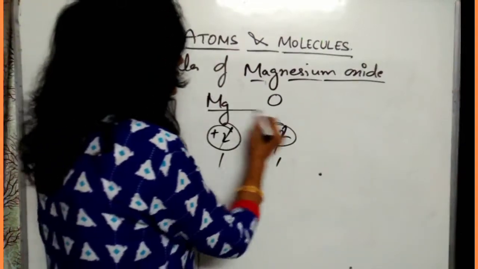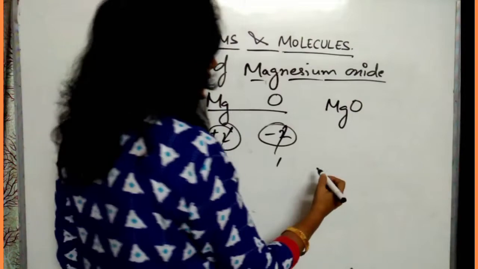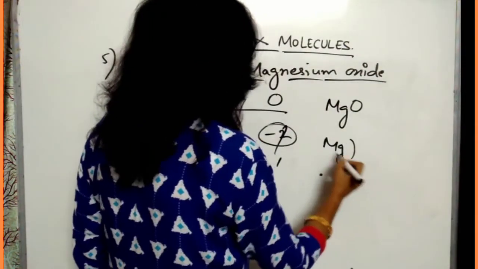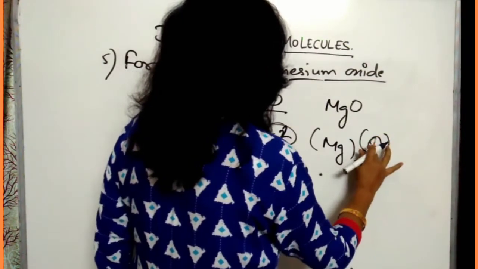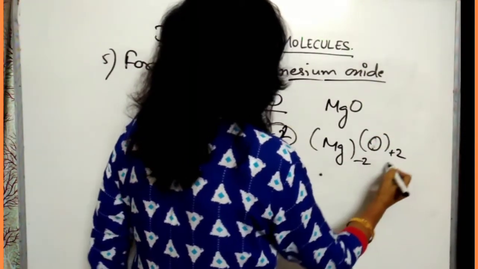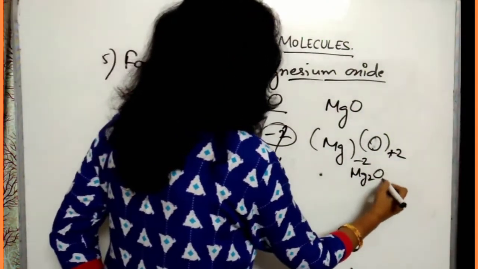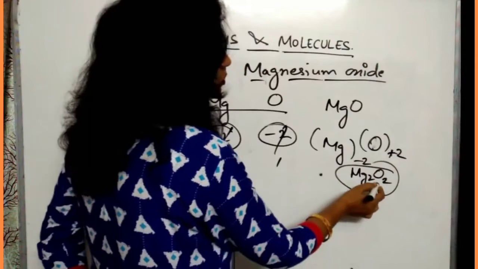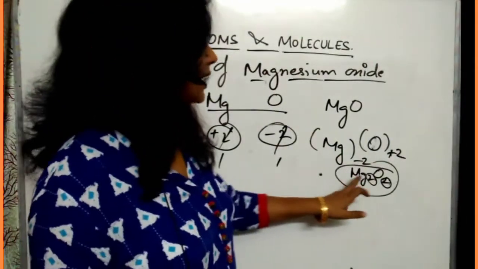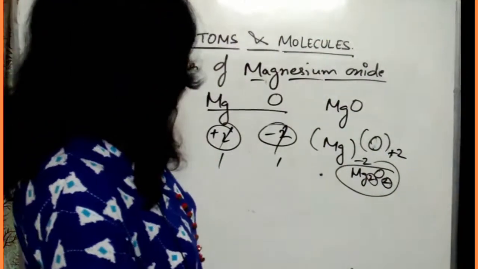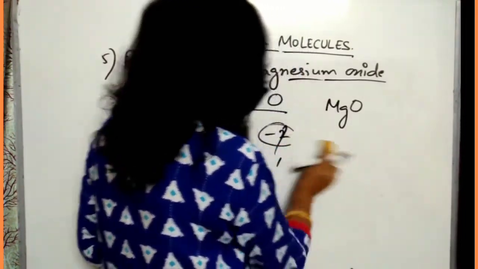So what is the formula? Our formula becomes MgO. Or you can write Mg with -2 and O with +2, and after that you write Mg2O2. Here both the numbers are the same, that's why we take the common factor, and our formula becomes MgO, that is magnesium oxide.